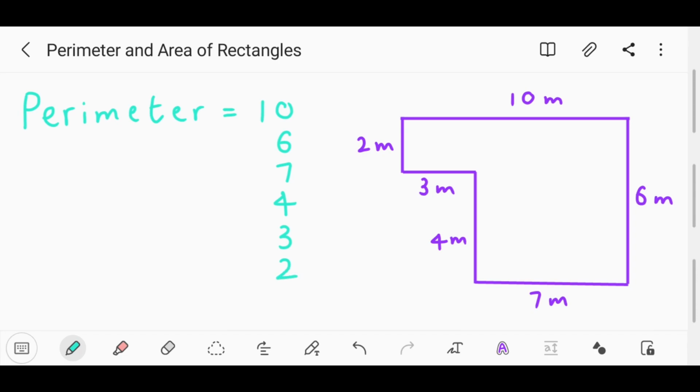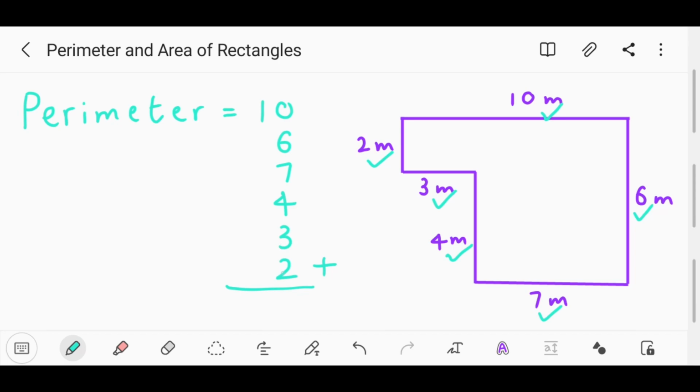We can double check to see if we have included everything. 10, 6, 7, 4, 3, 2. Great. So now all we need to do is add them up. 6 plus 7 is 13. 13 plus 4 is 17. 17 plus 3 is 20.